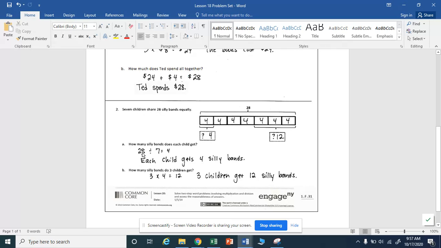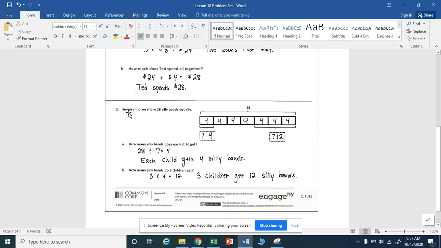So, which gives me 4 silly bands for each child. So that's 28 divided by 7 children. We found out is 4. So each child gets 4 silly bands. And then just like I said, it would be if I just started passing them out until I ended with 28 total. Now, it says how many bands does 3 children get?